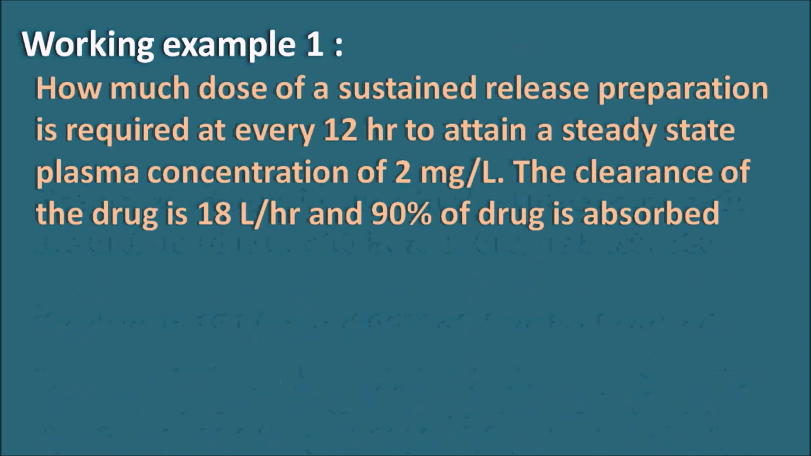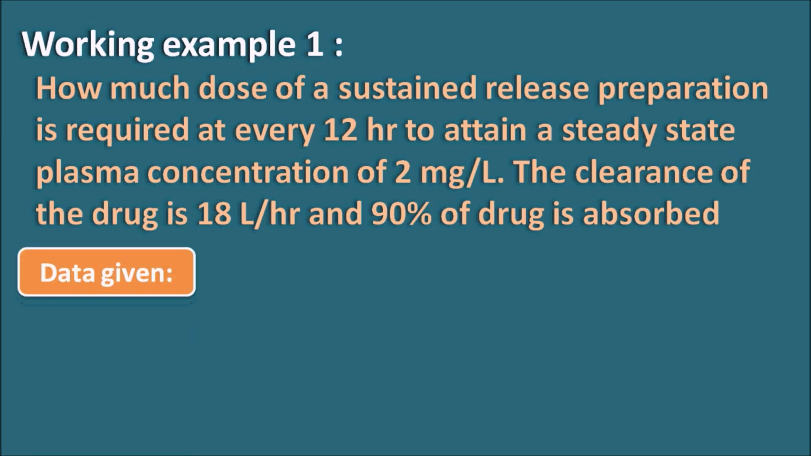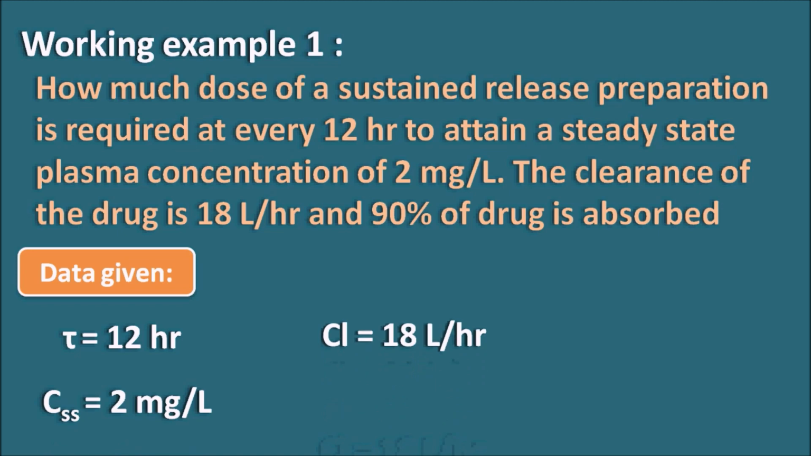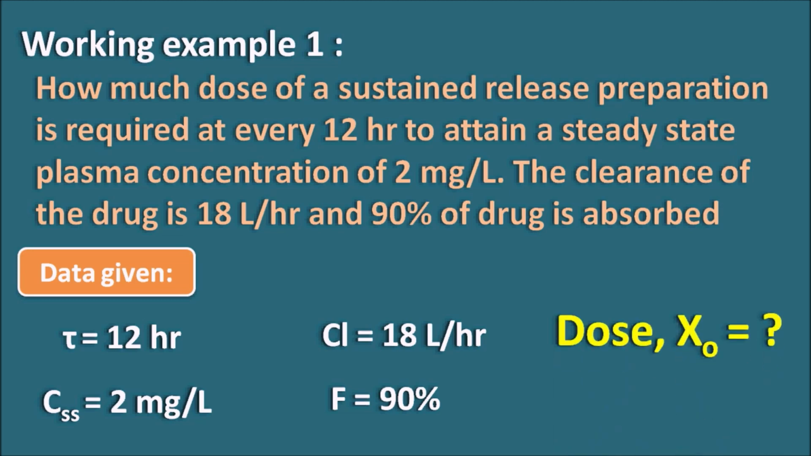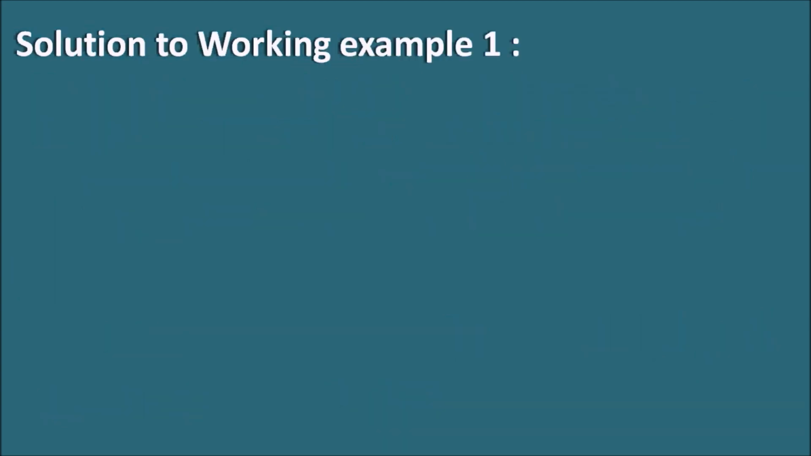How much dose of a sustained release preparation is required at every 12 hours to attain a steady state plasma concentration of 2 mg per liter? The clearance of the drug is 18 liter per hour and 90% of the drug is absorbed. So let us see what is the data given here. Tau, that is the dosing interval, is given as 12 hours, and CSS, steady state concentration, as 2 mg per liter, and clearance is given as 18 liter per hour, and fraction of the drug absorbed is equal to 90%. So here what we have to calculate is what is the dose X naught that is required to maintain the steady state concentration. So let us see the solution to this working example 1.